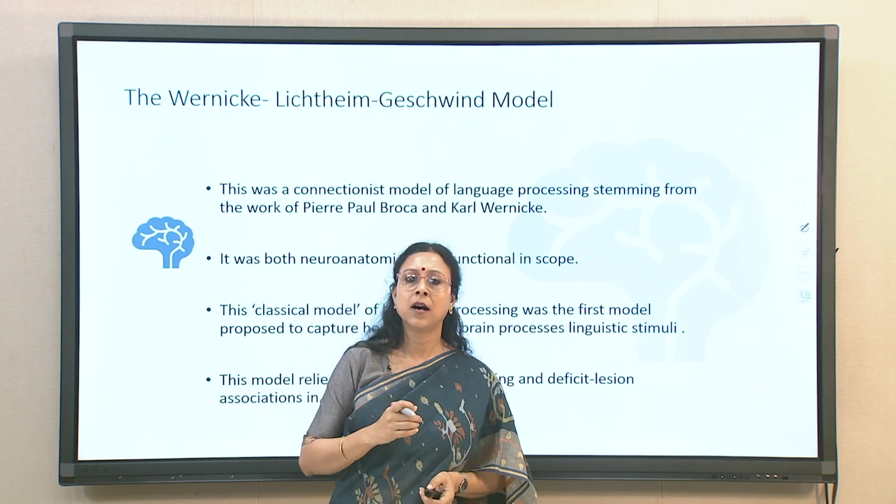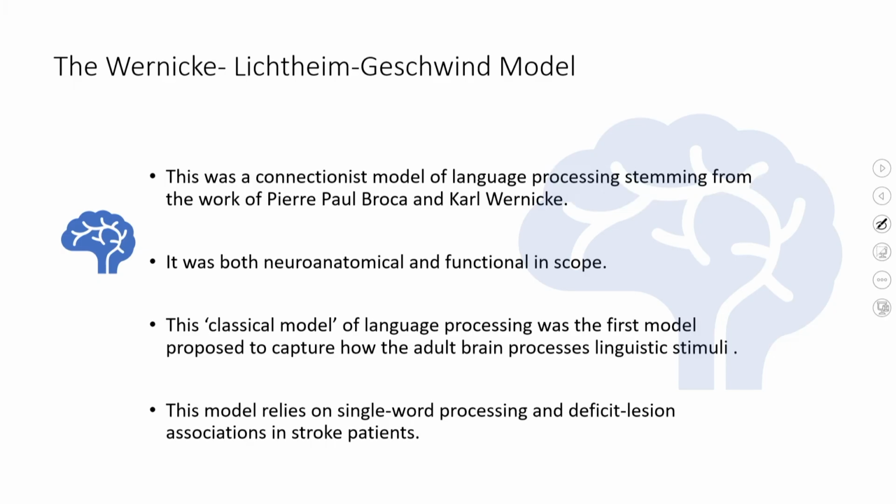Now, based on how the brain functions, how the different domains are interconnected, and what the process is, the most famous and classical model is of course the Wernicke-Geschwind model. It goes back all the way to the time of Geschwind. This was a connectionist model of language processing stemming from the work of both Broca and Wernicke. This model is not just an anatomical model, but also a functional model, because based on it, the idea of the various kinds of aphasias was also proposed.